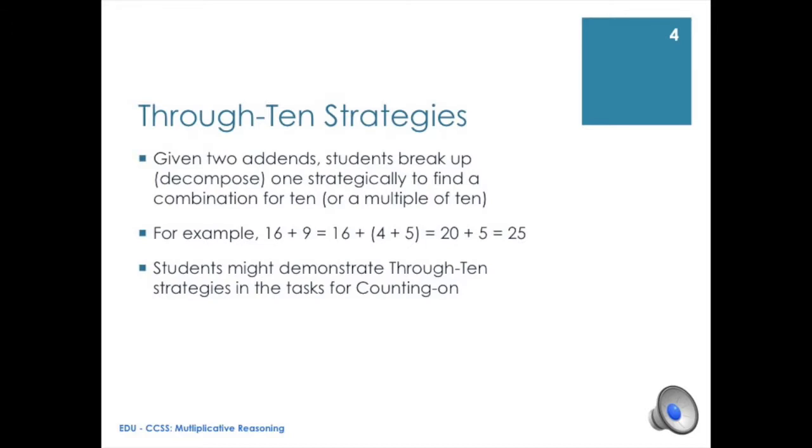So for example, if we had 16 plus 9, someone who's using a through 10 strategy might think about 9 as being composed of 4 and 5 and combine 16 with 4 to get 20 and then add 5 for the total 25. It's possible that students could demonstrate through 10 strategies in the tasks for counting on. If that's the case, then you have evidence that they're able to do this and that it's a strategy that they use effectively as they're solving problems such as these.